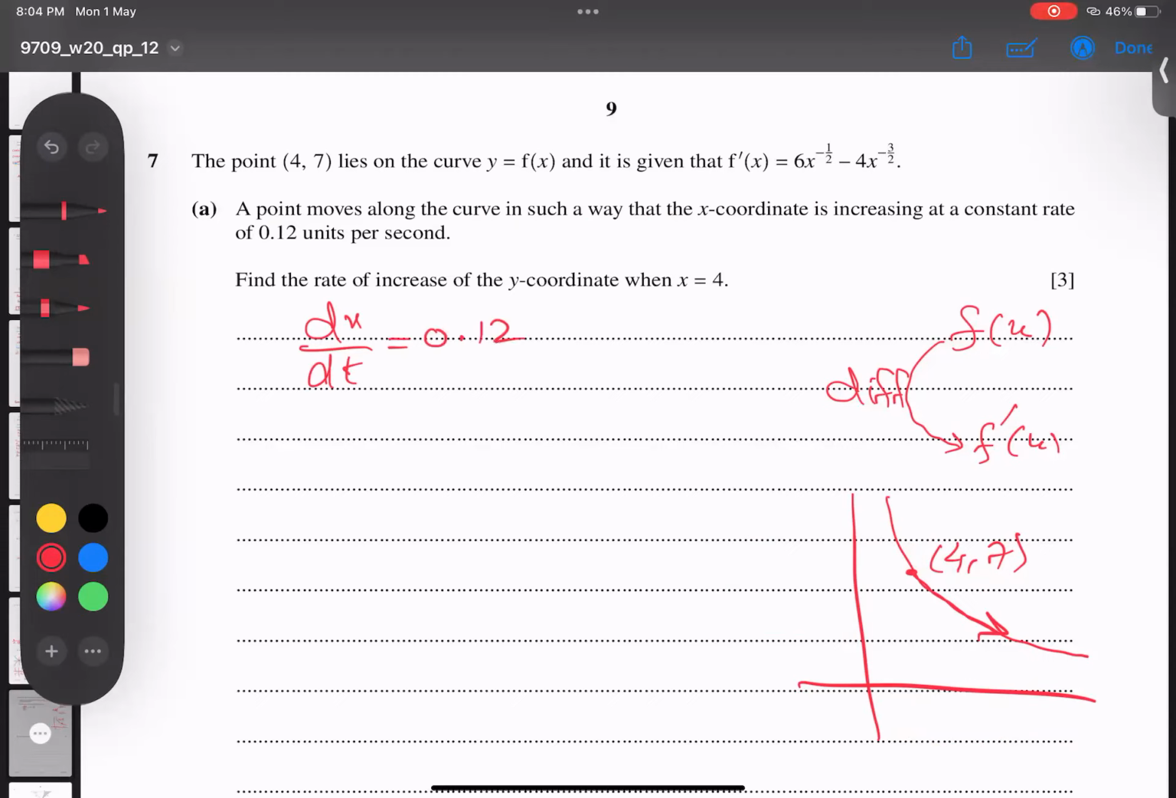I repeat my words because rate always means d over dt. So rate means d over dt of x is 0.12, given by him. Increasing means positive. You write a plus sign here or you don't write, no problem. But in case of decreasing, I must put a minus sign, make sure. Okay. So find the rate of increase of y. So what is being asked? dy over dt is my question when x is 4.